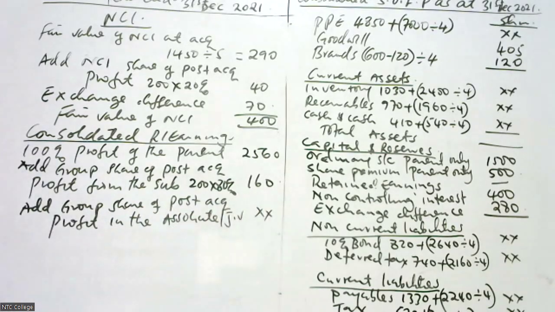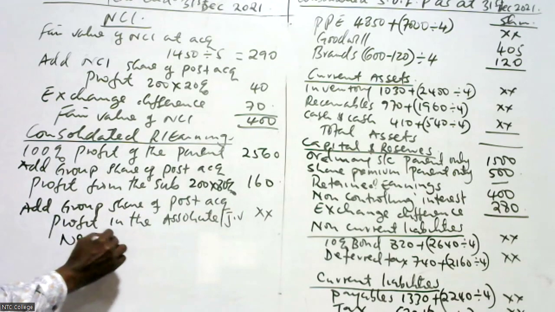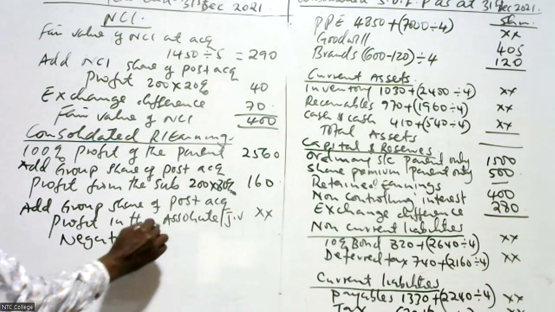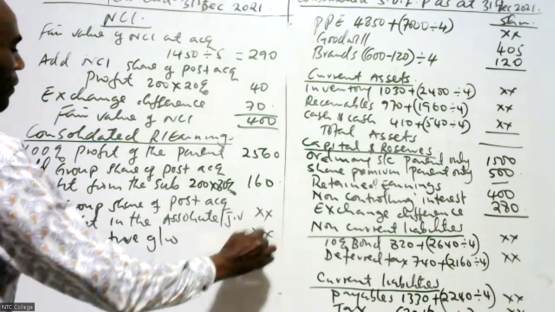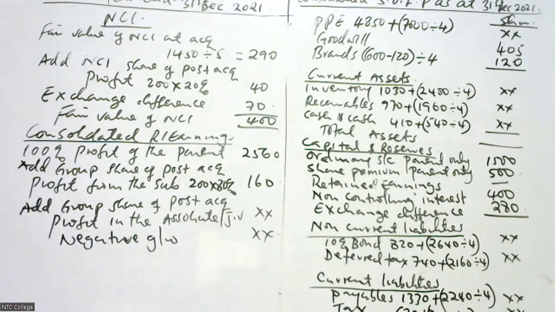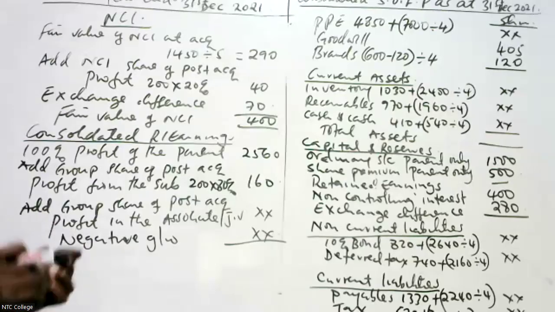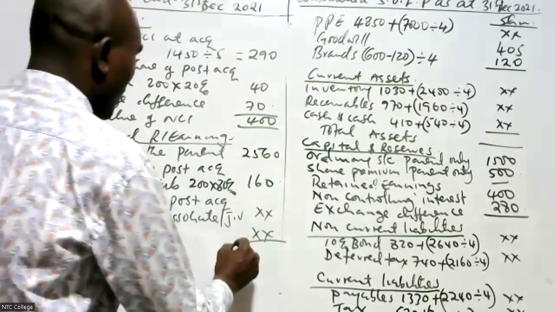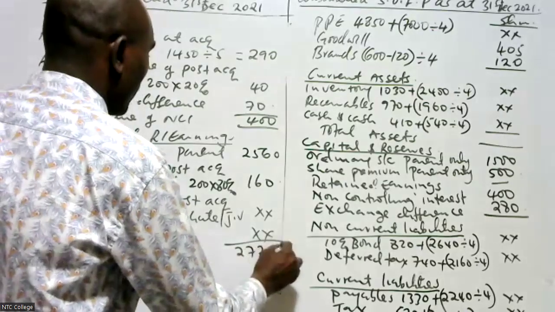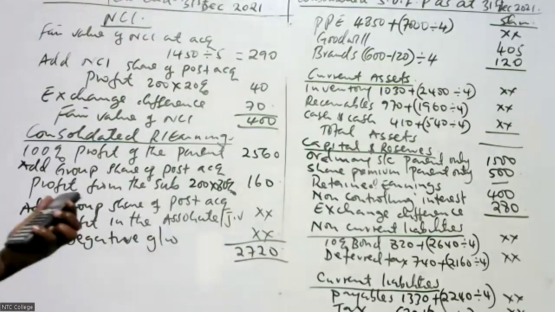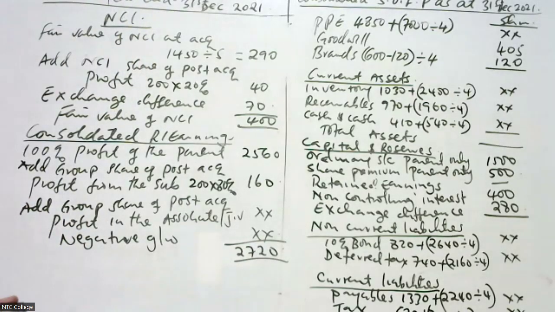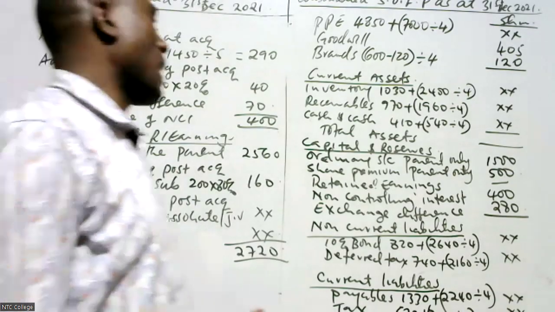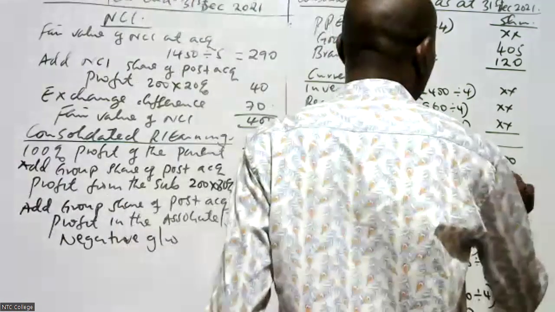If there is negative goodwill, but in this case, we don't have it. Therefore, my total here is 27,20. 27,20. That is what I'm coming to report here.